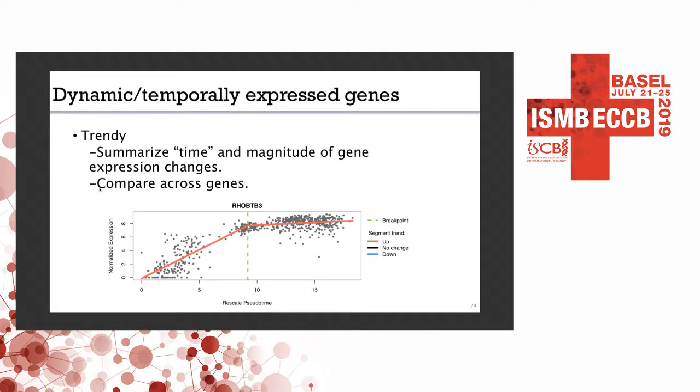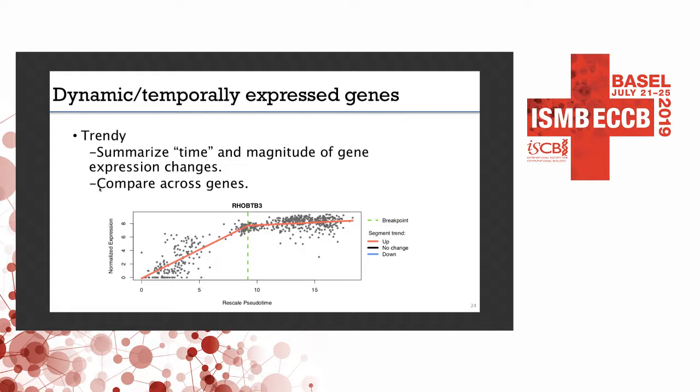So here for Trendy, we're summarizing time. Again, I put time in quotation marks because it's pseudotime, and the magnitude of gene expression changes. So this is again this Rb3 gene that I just showed with the GAM with the loess. Here I can say this gene looks like it's generally increasing at a given rate until pseudotime 9, and then after that it's increasing at another rate, right?